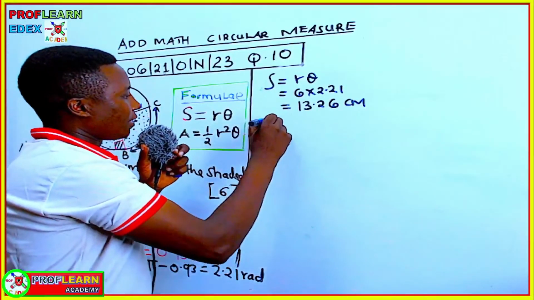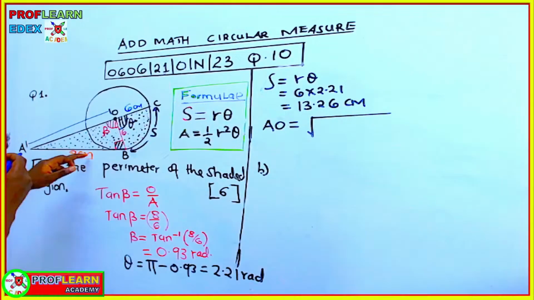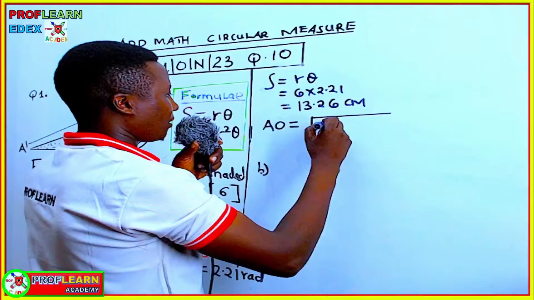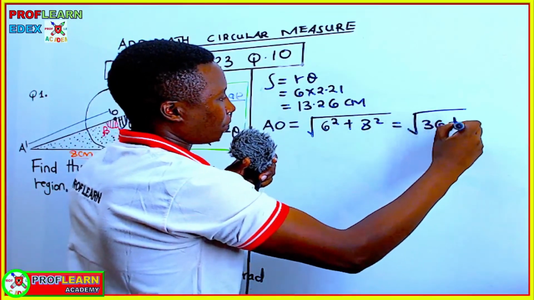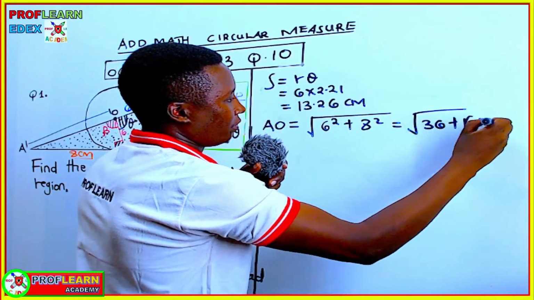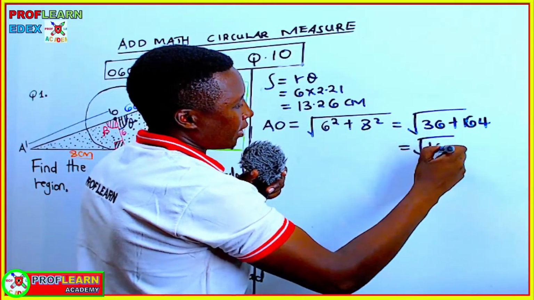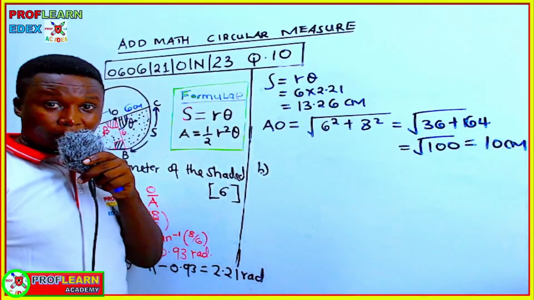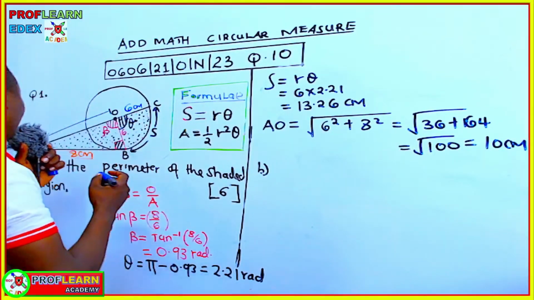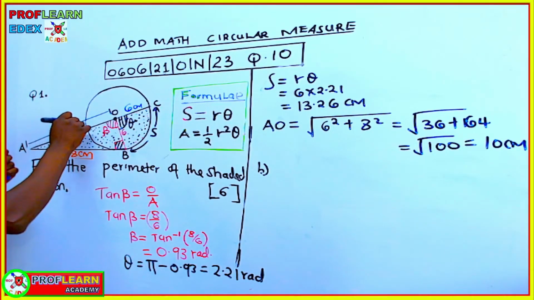So AO is equal to the square root of, this is a shorter side, this is a shorter side, so AO is the hypotenuse. So this is going to be 6 squared plus 8 squared, which is equal to the square root of 36 plus 64, which is 100. The square root of 100 is 10, so this dimension here is 10 centimeters.